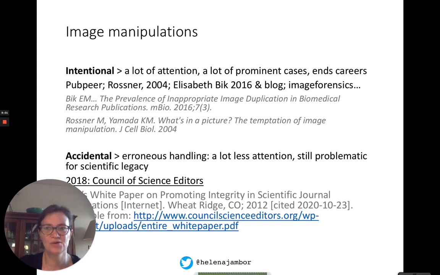And both image manipulation, intentional and accidental, has been addressed by the Council of Science Editors. So they've published a white paper on promoting integrity in scientific journal publications. It was about a lot of things, and one aspect of that was also image manipulations. So they've defined what to do when they see such cases. But this is not all.